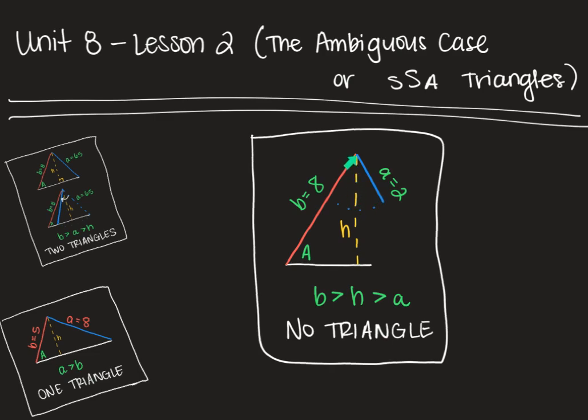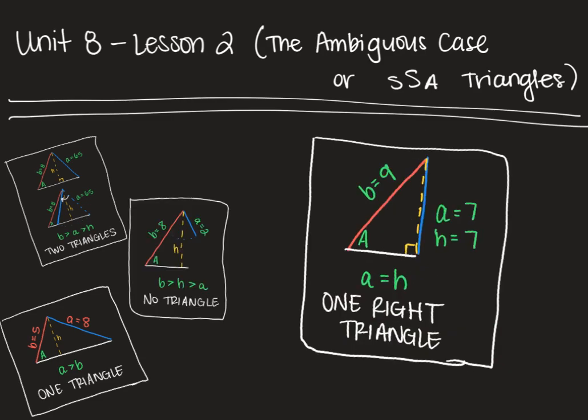We can't connect these vertices of the triangle to form a triangle. This happens whenever the side opposite the given angle, side A, is smaller than the height, and the height of the triangle is always smaller than the adjacent side. So whenever this happens, we actually have no triangle.